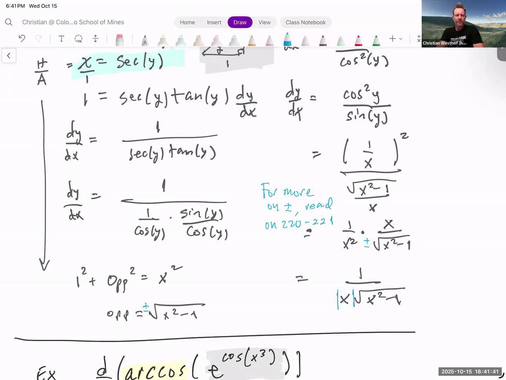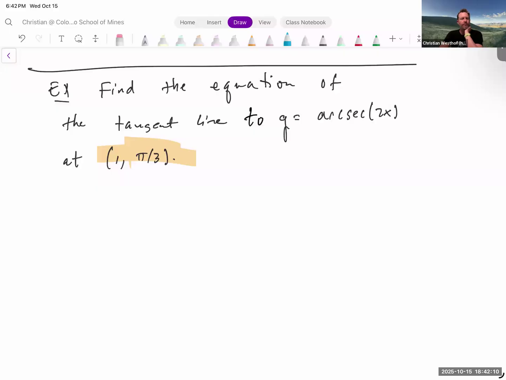All right, let's pause for a minute and then we'll go find another problem. We're back. Let's find the equation of the tangent line to function g equals arc secant 2x at 1, minus pi thirds. That tells us we already have the point. So we have y minus the function value, and we're going to need g prime at 1, times x minus 1. So what's left is to figure out the derivative at 1.